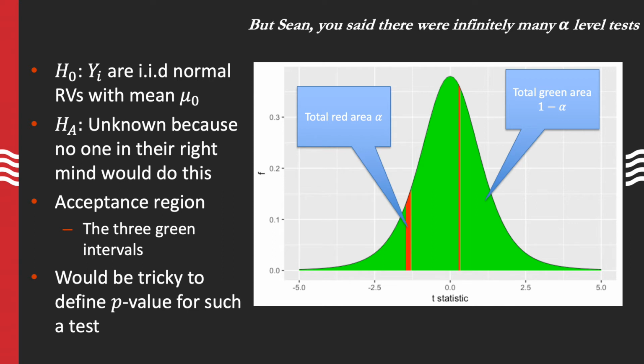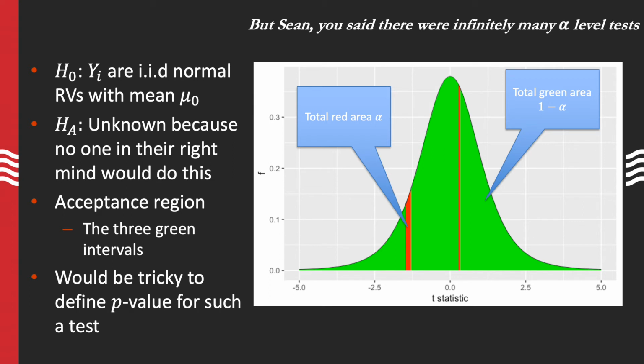And I can make it so the total area shown in red is alpha, so the sum of those two red areas is alpha, and the sum of the three green regions is 1 minus alpha. And if I run a test where I say I accept the null if my t-statistic is in one of the green regions, and I reject the null if the t-statistic is in one of the red regions, that is an alpha level hypothesis test by definition.